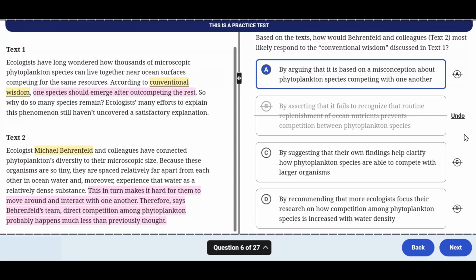C. By suggesting that their own findings help clarify how phytoplankton species are able to compete with large organisms. Again, Barenfeld doesn't talk about larger organisms at all. Not our answer. And D. By recommending that more ecologists focus their research on how competition among phytoplankton species is increased with water density. Again, this doesn't talk about water density, and this doesn't talk about what other ecologists should do.